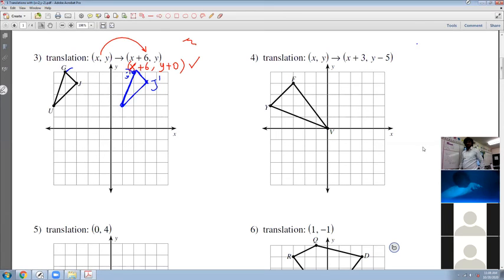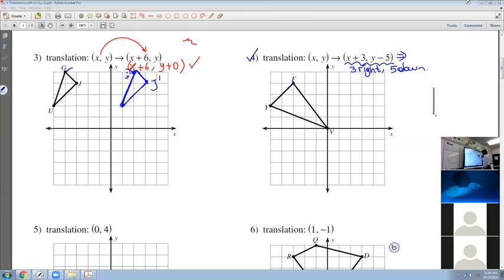So here, the next one, number 4. What does it mean, X plus 3, Y minus 5? George, what does it mean? X plus 3, Y minus 5. You move 3 units to the right on the x-axis, and 5 units down, right?